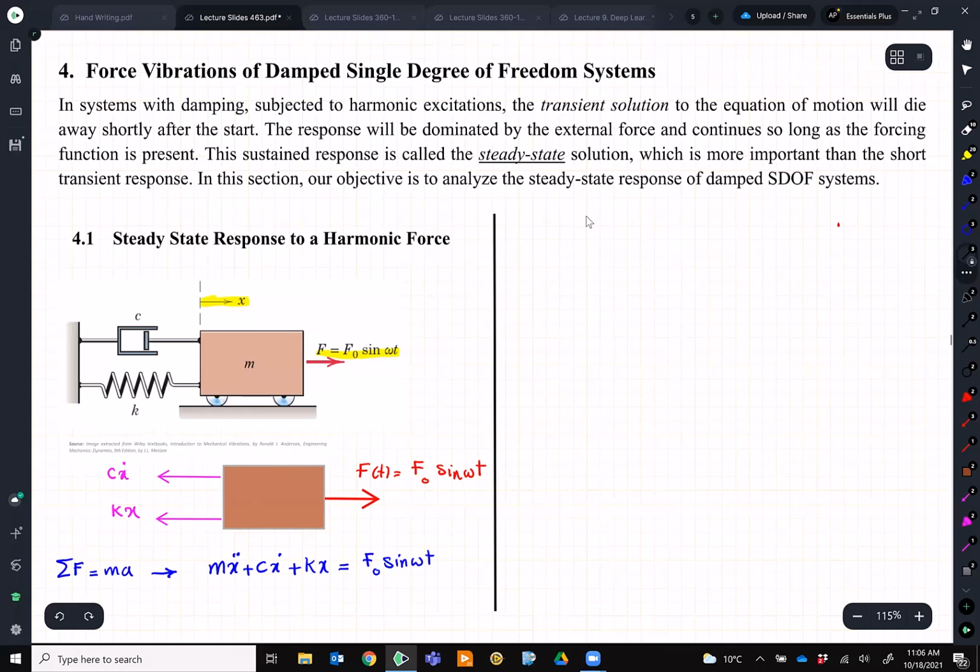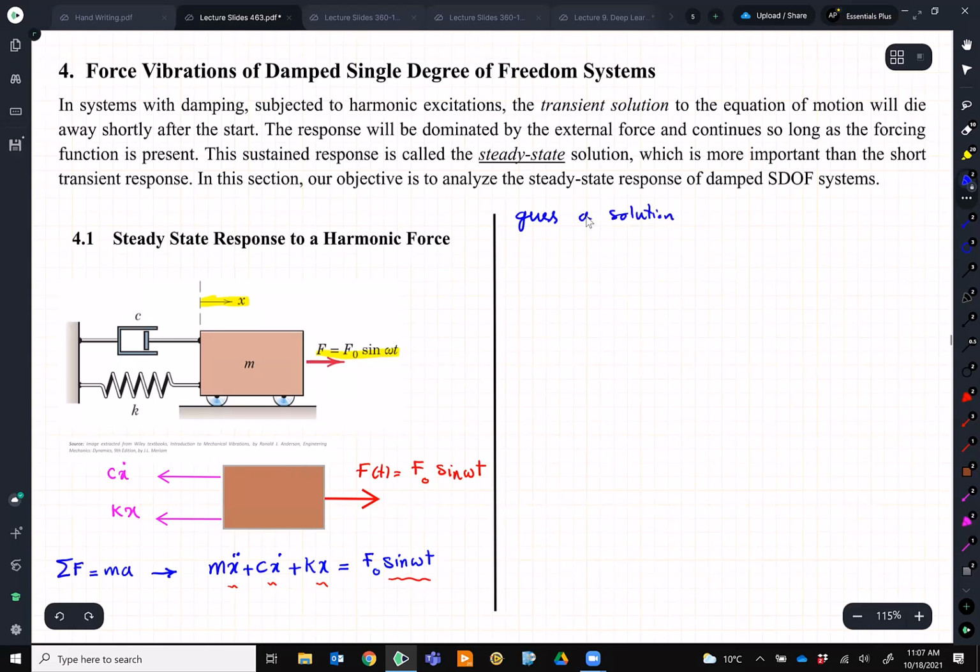What we need to do is guess an answer. If I look at these terms, I have x double dot, x dot, and x. So I need a function that repeats itself when I'm taking the derivatives. And also I wish to get a sine omega t on the other end. You've seen from the last lectures that when we dealt with a differential equation when there was no harmonic force, our guess was e to the power of omega t. So for this one, we guess a solution.